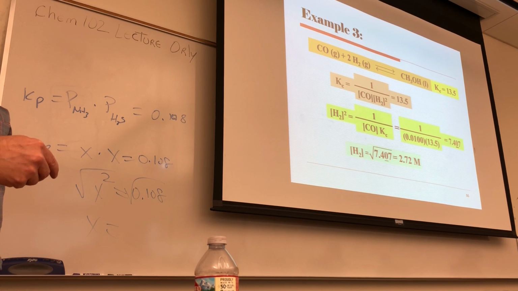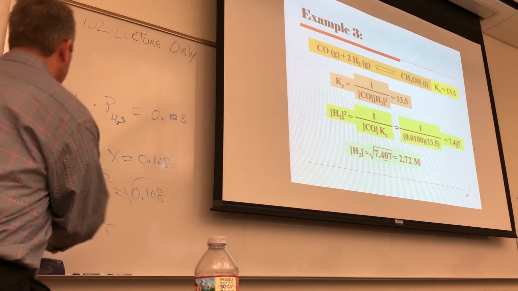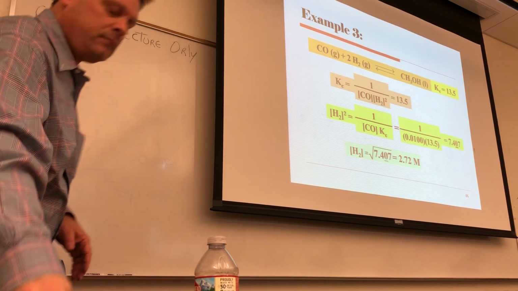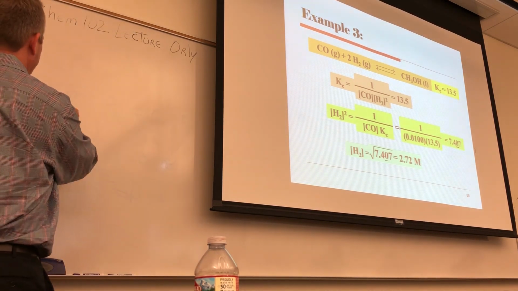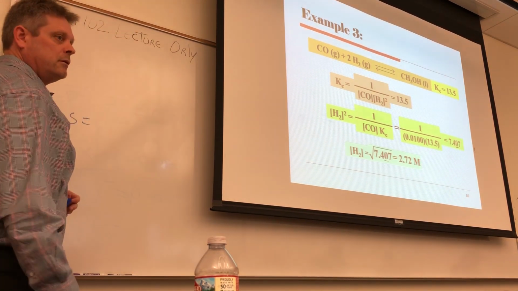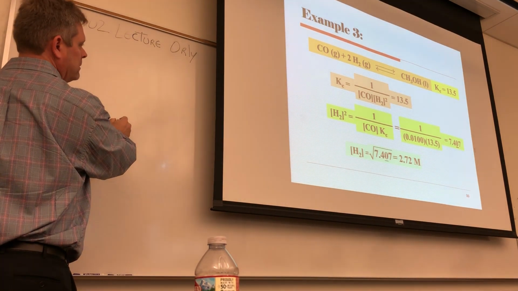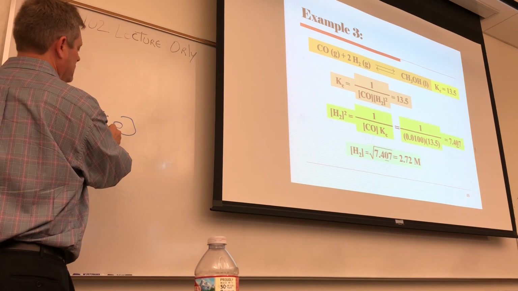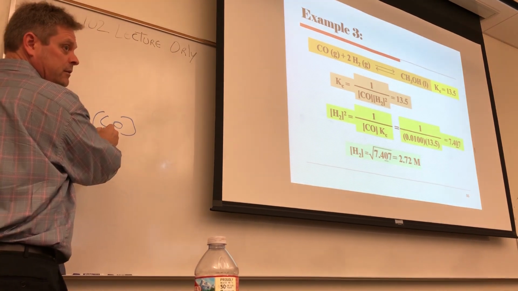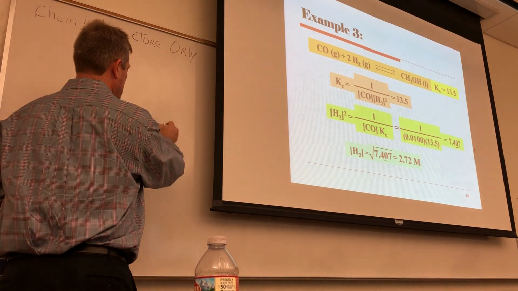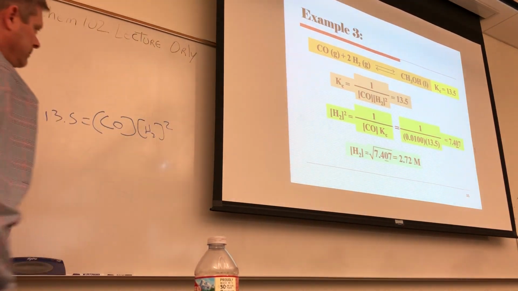See, I didn't do that. I just multiplied it out and then put it. Show me what you did. So I did it like this, 13.5 equals, and then I put CO and then plus, multiplied by H2 squared. Like this, am I doing what you said? Yeah. And then what? H2 squared. That's what I started with.